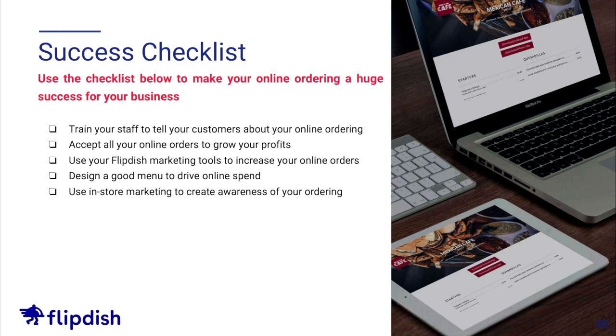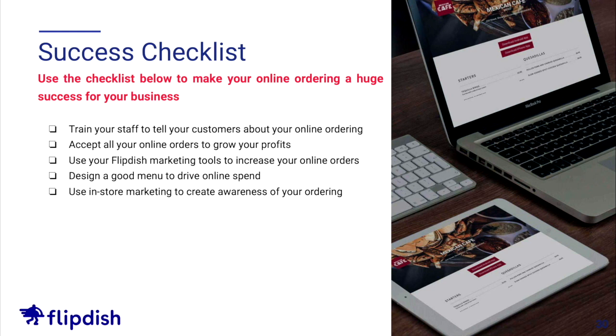Point 5. Use in-store marketing to create awareness. So when you sign up with Flipdish, you receive a marketing kit, which contains a sticker, which you can display in your store, and also flyers, which you can hand out in store or pop into the order bags when they're leaving the store, particularly those from other ordering platforms, like walk-ins, phone orders, or food portals. So you can let your customers know about your own direct order offering.